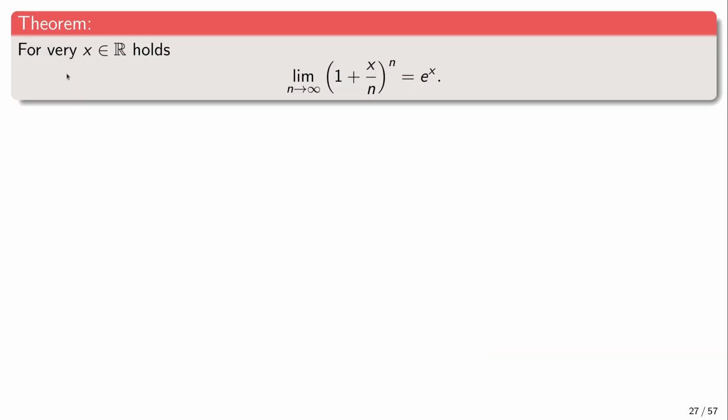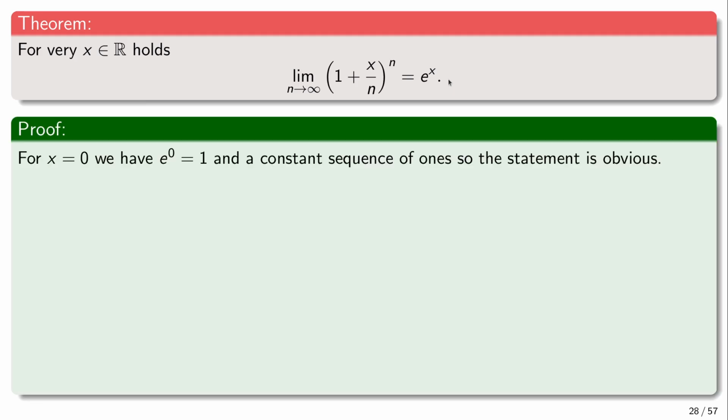Now we're going to prove this result, that for every real x, this limit exists and equals e to the power of x. Okay, so for x equals 0, this is obvious. Why? Because when x is 0, this value is 1, and e to the power of 0 is defined to be 1 as well. So the statement is obvious for x equals 0.